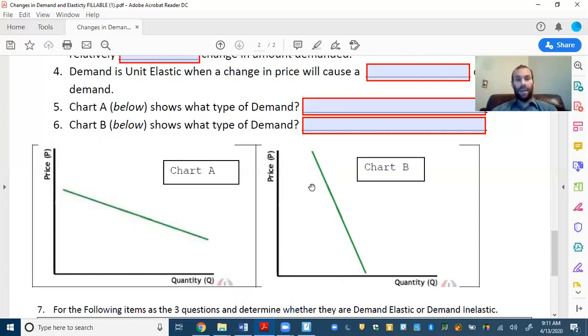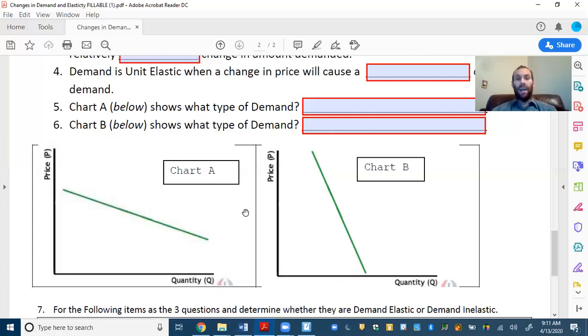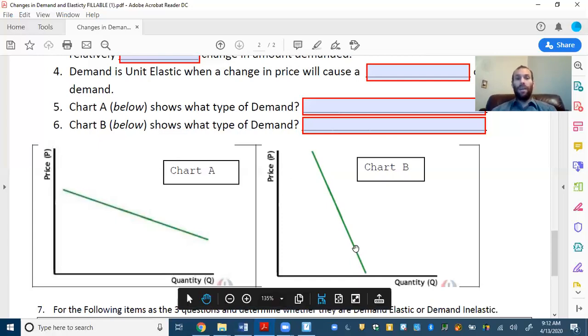On the other hand, in chart B, you can have a large change in price. So I can have a price here, and I can have a price here. Now, the price up here gives me this quantity at this spot. The price down here gives me this quantity at this spot. And notice those two differences are very small for how big a gap the change in price is.